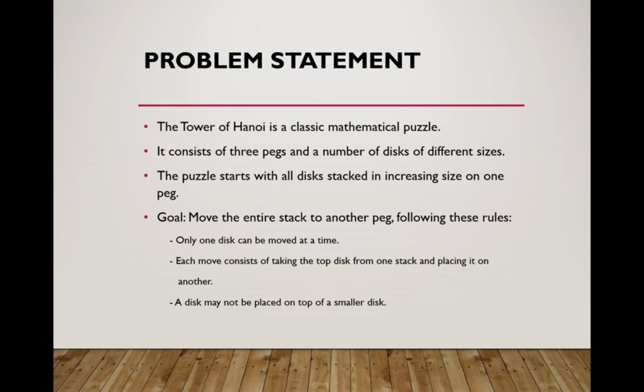There will be three rods, like three pegs: source, auxiliary and the destination peg. A number of discs are of different sizes. All discs start stacked on the source peg. They are arranged in increasing order from top to bottom. This means smallest on the top and the largest at the bottom.